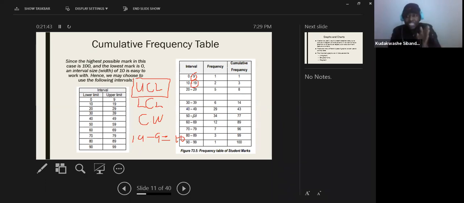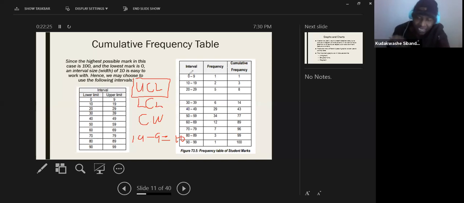So if you are using upper class limits as a way of determining your class width, you need to take upper class limits of two adjacent classes that are coming one after the other, which is the same thing if you are to take lower class limits. So it's either you use upper class limits or you use lower class limits. You can't mix. You can't take an upper class limit and a lower class limit, you get a wrong answer. Like in this case, if you say 19 minus 0, you get a wrong answer. So it has to be upper class limits only, or lower class limits only.